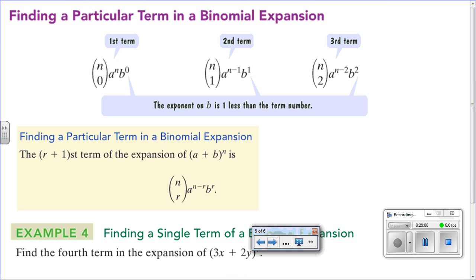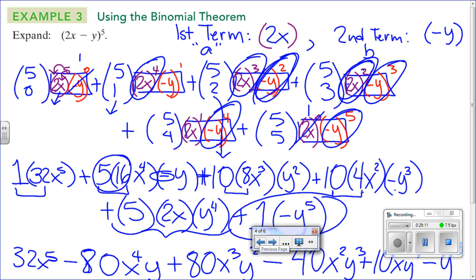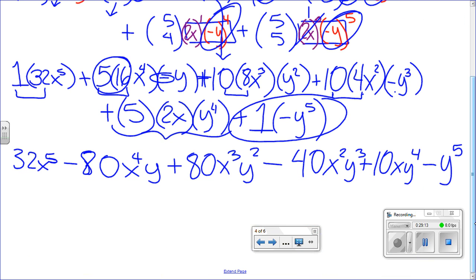Alright. Now sometimes you might be asked to just find one of the terms, not all of them. So for example, in the previous problem, if I had asked you to find me the third term only, then it would have been this. That's the third term.